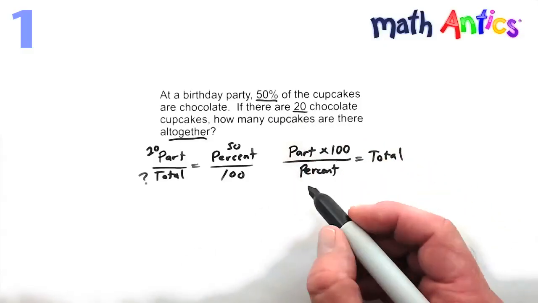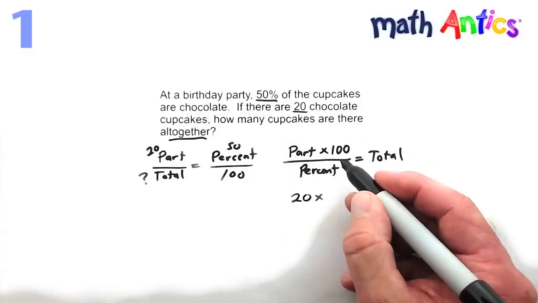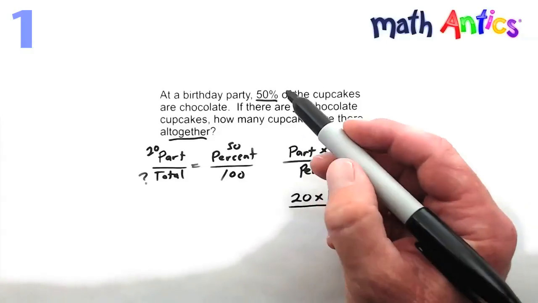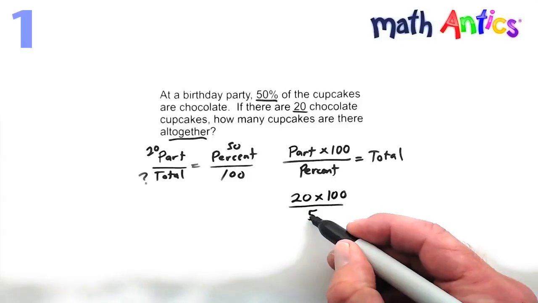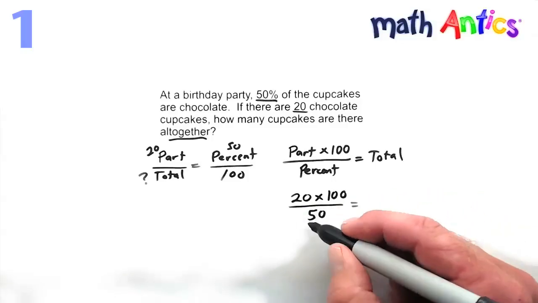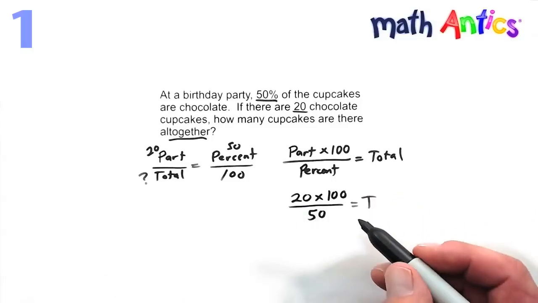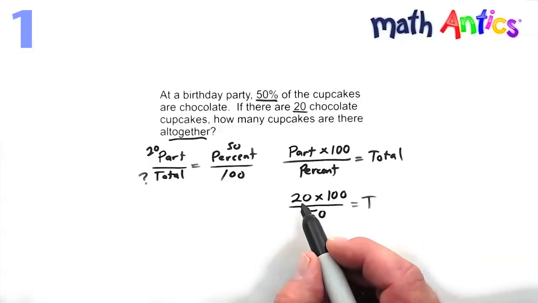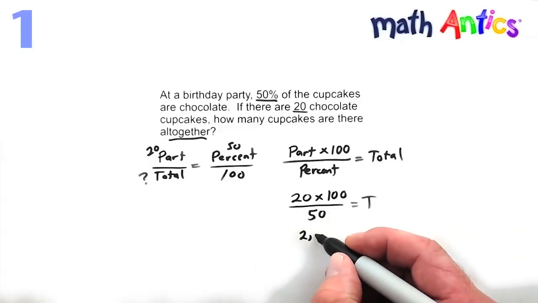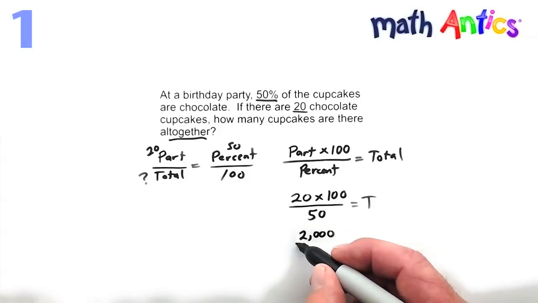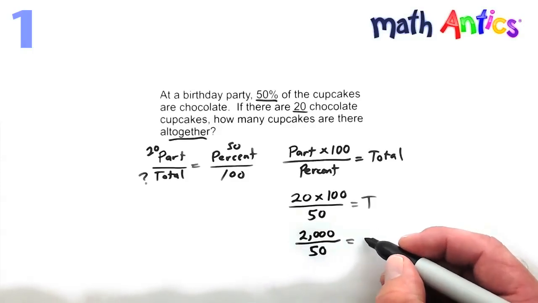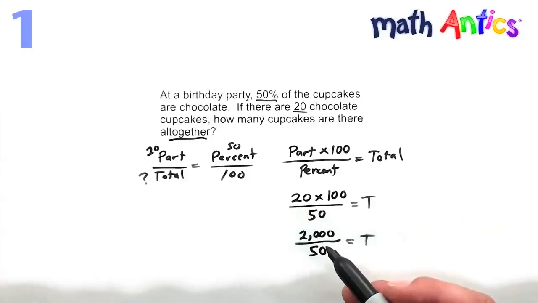The part here is 20. We'll say 20 times 100. That's on top. And then on the bottom, we have the percent, which is 50 here. So we just fill that in. We know that if we solve this, then that's going to give us the total. Okay, so let's go ahead and solve. On the top, we'll multiply 20 times 100, that's going to be 2,000 on the top. And then on the bottom, we're going to have 50. So all we need to do to figure out the total here is to divide 2,000 by 50.